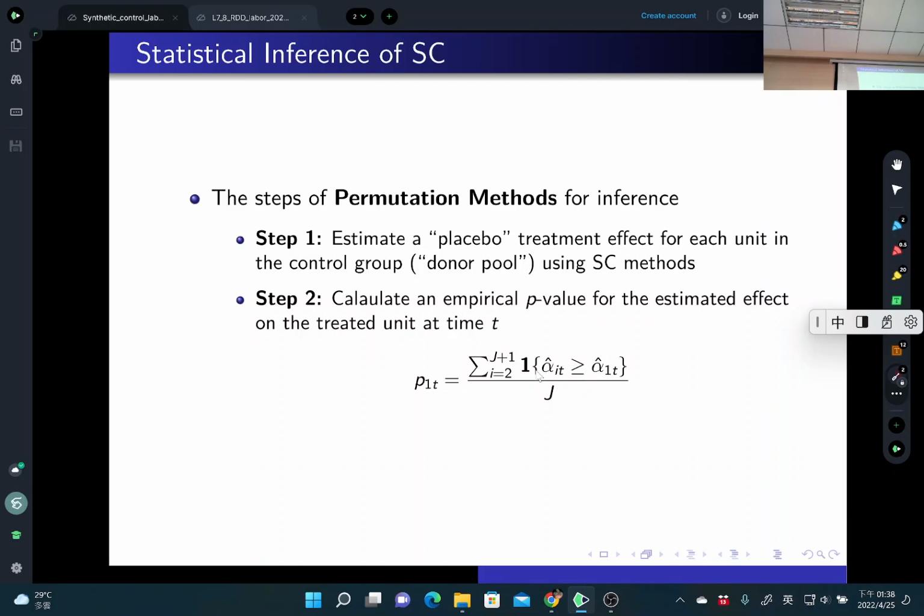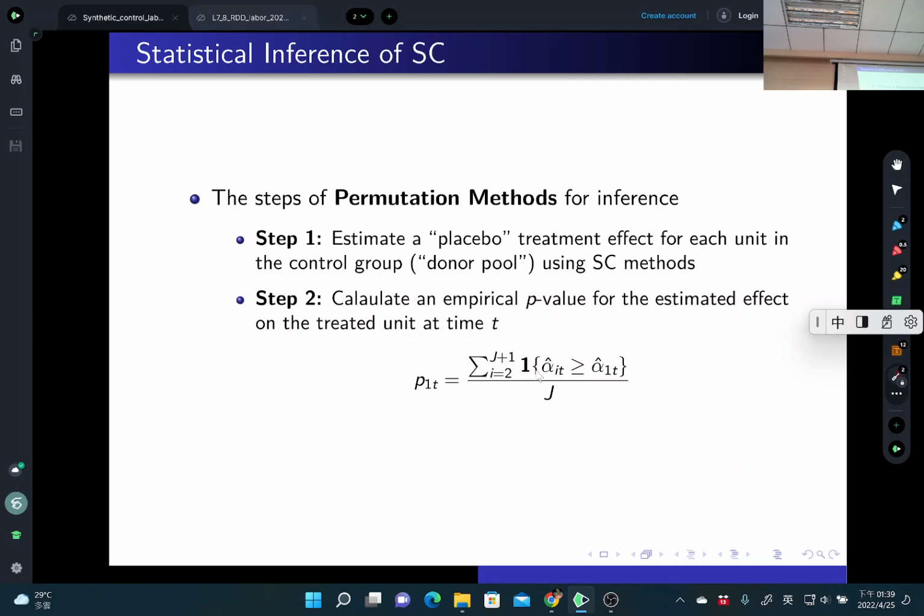But instead, if all the non-treated units' placebo estimates are smaller than California's estimate, that means the p-value is very small because none of them are bigger than California. So that means California is kind of an outlier. And why it became an outlier is maybe due to the treatment that happened in 1989. So we will conclude that California's effect is significantly different from zero. So we use this to construct a kind of p-value concept.